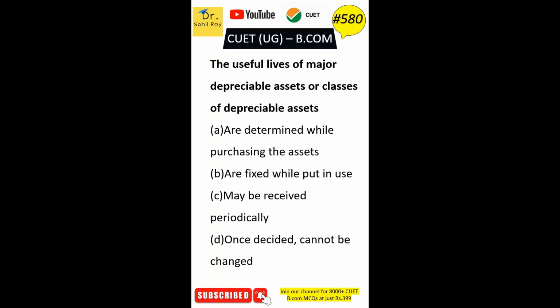The useful lives of major depreciable assets or classes of depreciable assets. Option A are determined while purchasing the assets. Option B are fixed while put in use. Option C may be received periodically. Option D once decided cannot be changed. इस क्वेश्चन का सही आंसर है the useful lives of major depreciable assets or classes of depreciable assets may be received periodically. Option C is the correct answer.